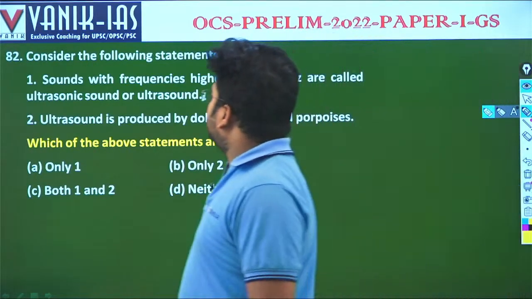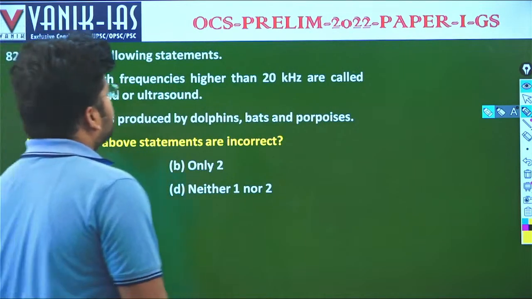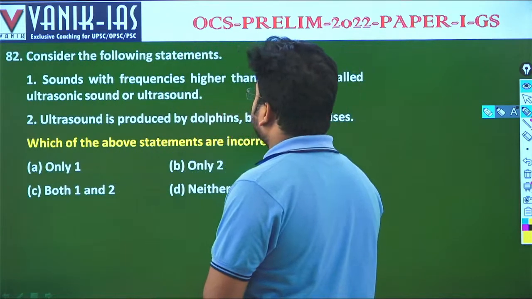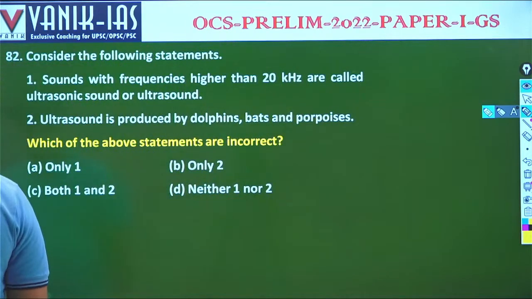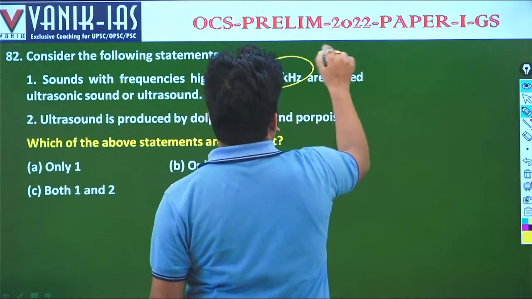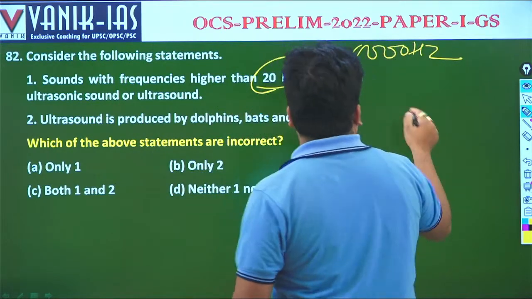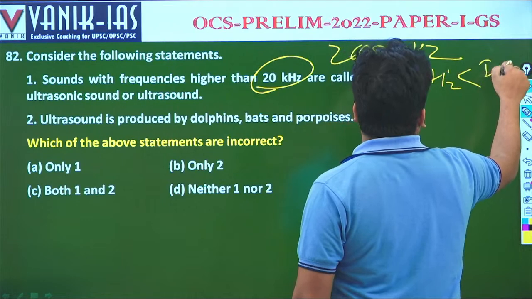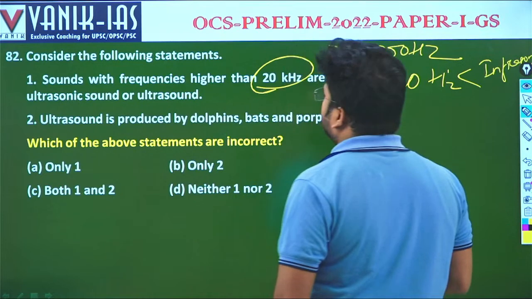Consider the following statement. Sounds with frequencies higher than 20 kilohertz are called ultrasonic. Sound with frequency higher than 20 kilohertz, which means 20,000 hertz, is called ultrasonic sound or ultrasound. Remember, 20,000 hertz is ultrasound, but less than 20 hertz is infrasonic. Ultrasonic is more than 20,000 hertz.